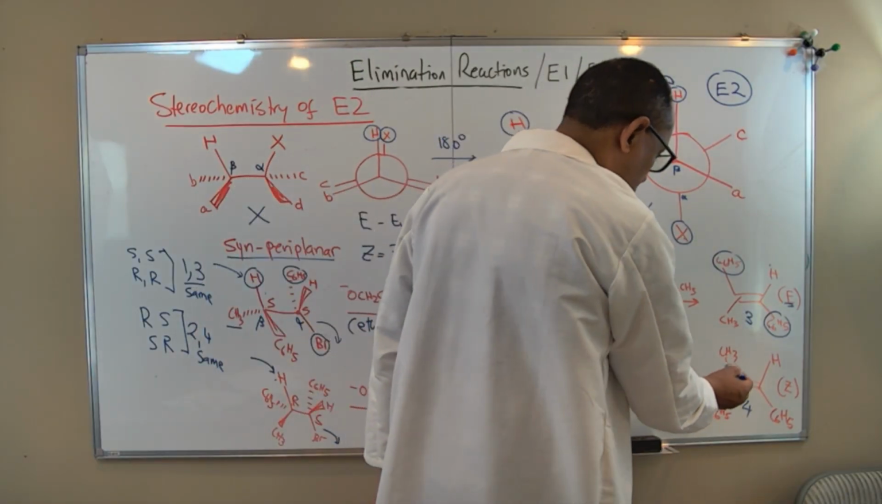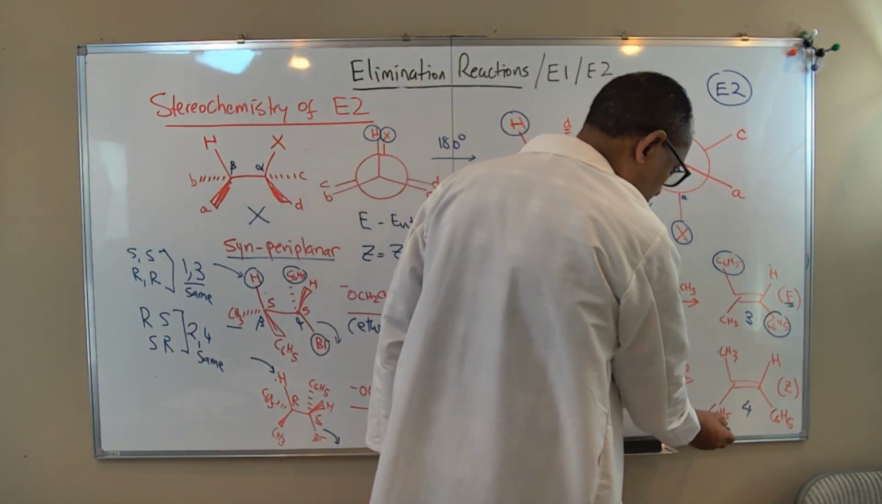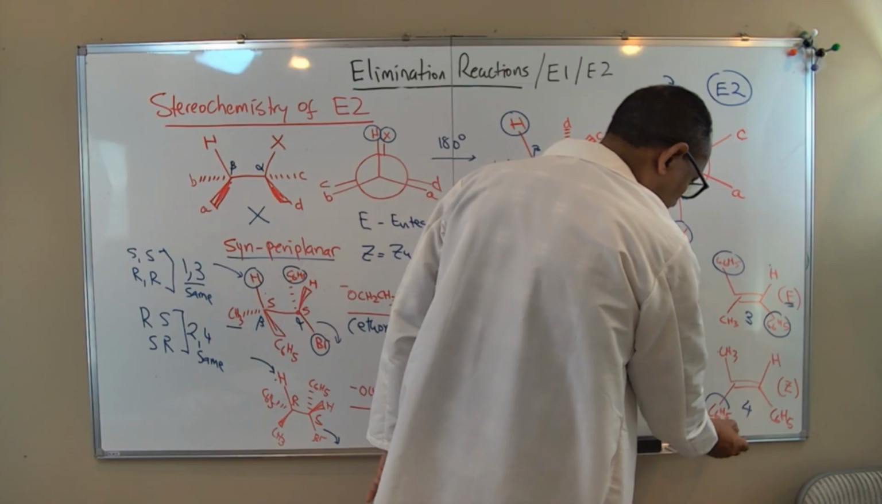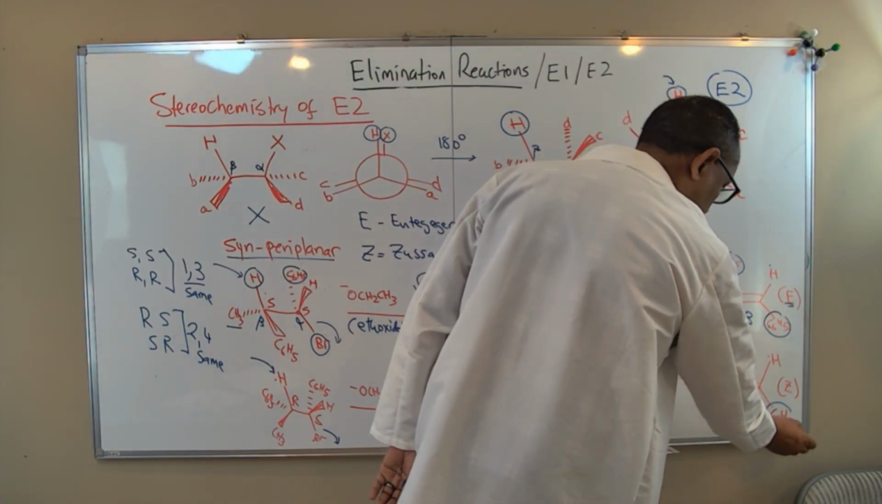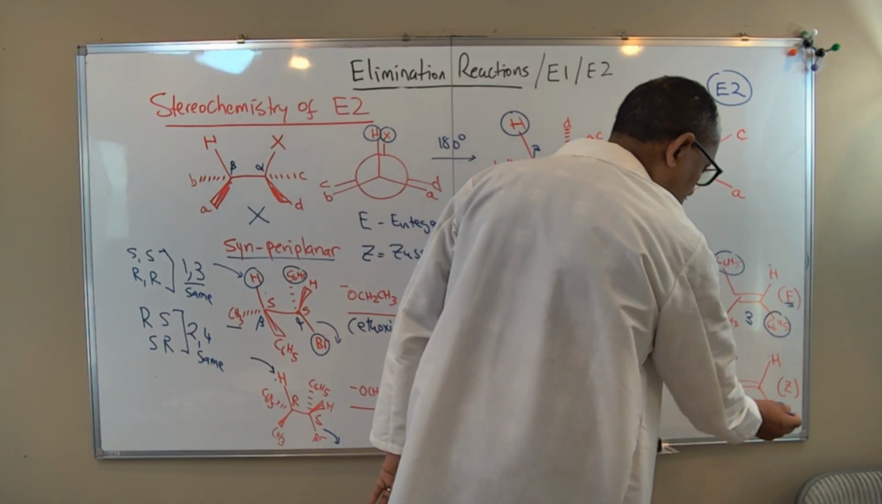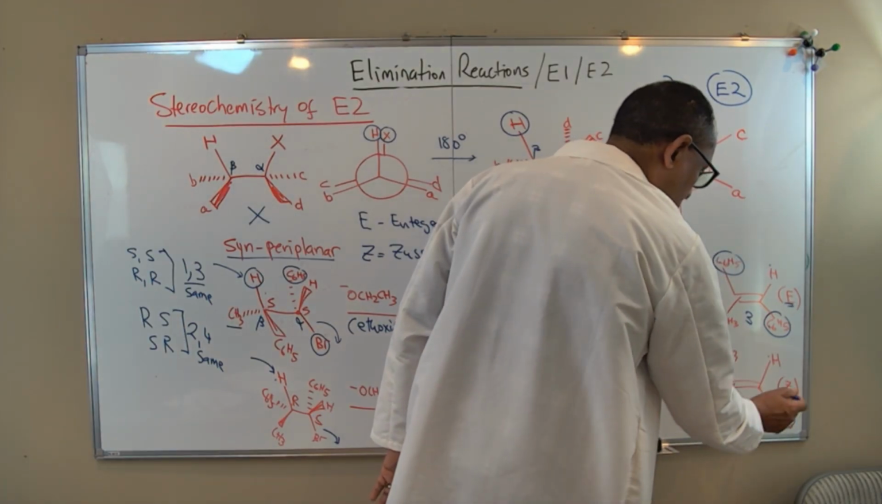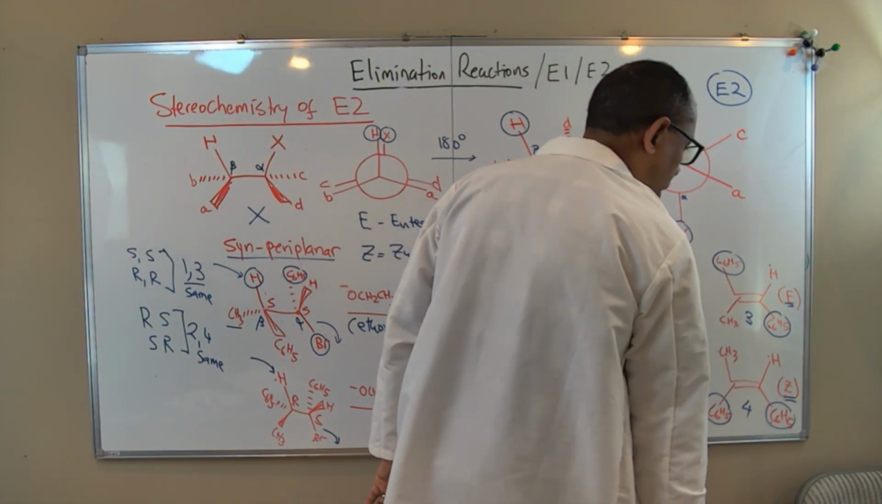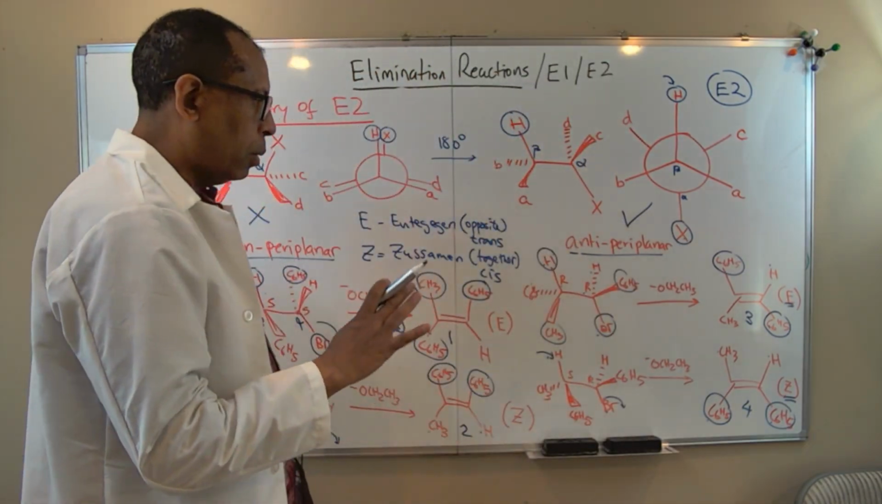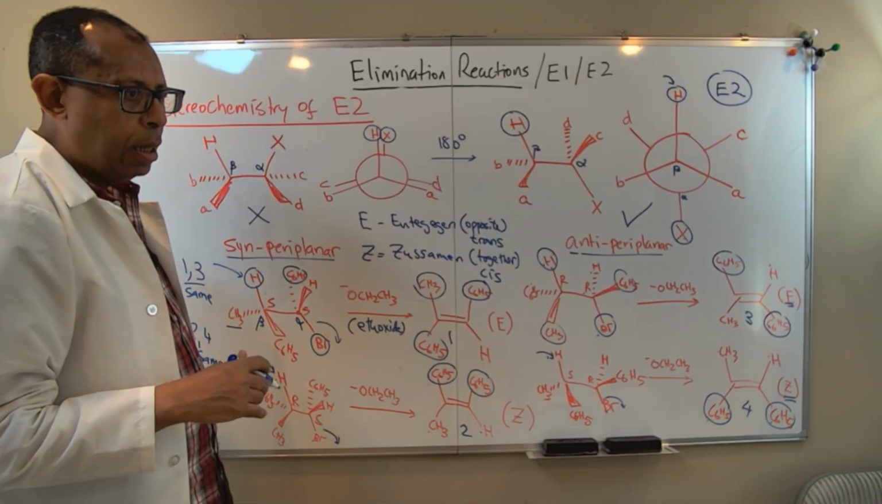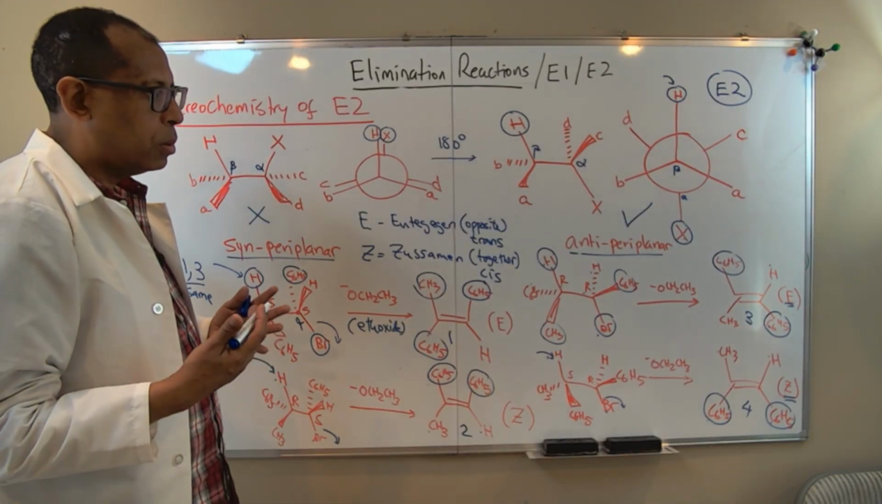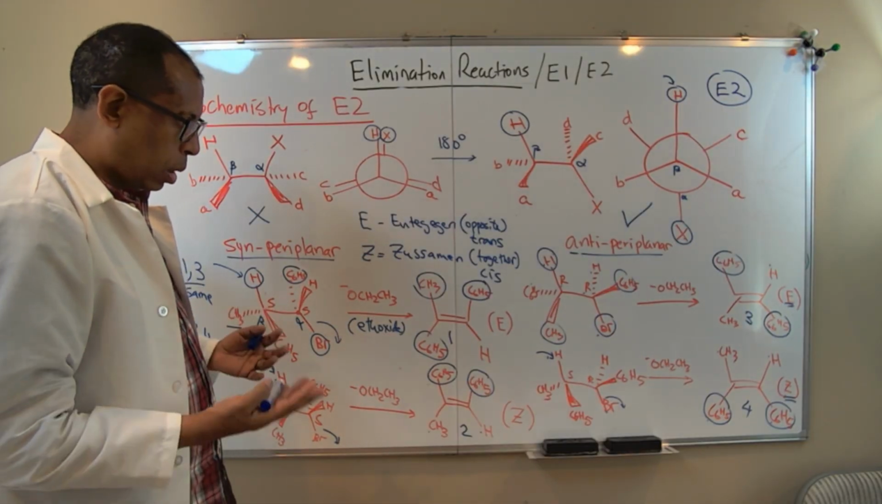For this one, if you compare this, this is high priority. If you compare hydrogen with this, this is high priority. Both large groups are on the same side, therefore they are Z configuration. So always remember the E and Z configuration for an alkene. It is just equivalent to saying cis and trans.